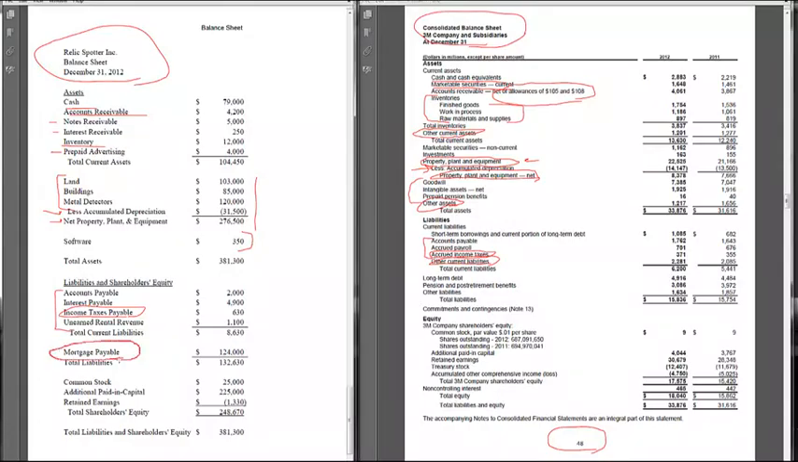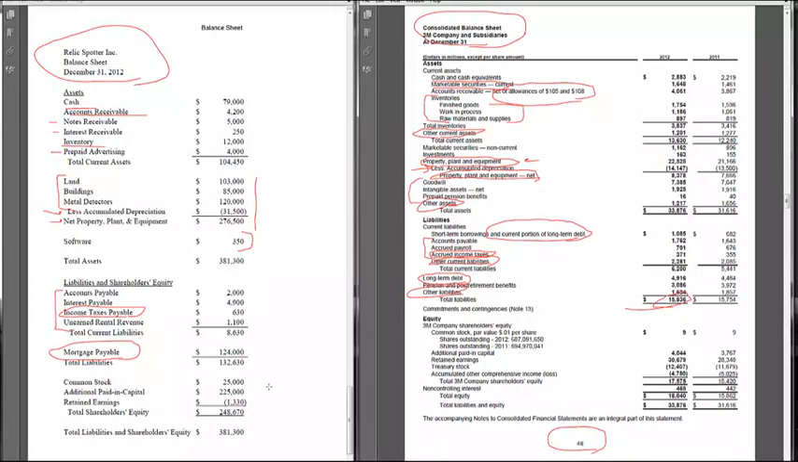We had one long-term debt, mortgage payable. Here, 3M has their long-term debt. And as I talked about in the prior video, you can also put the current portion of that in current liabilities, as 3M does. Gets us down to total liabilities for 3M, after there's a couple other liabilities that we didn't have for Relic Spotter.